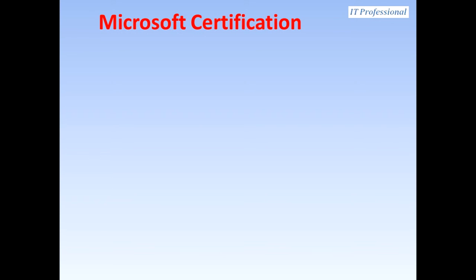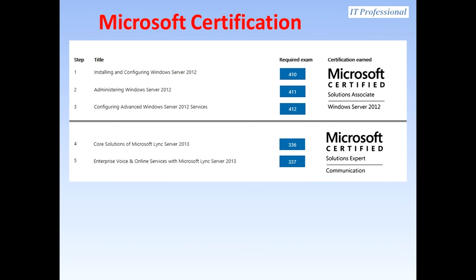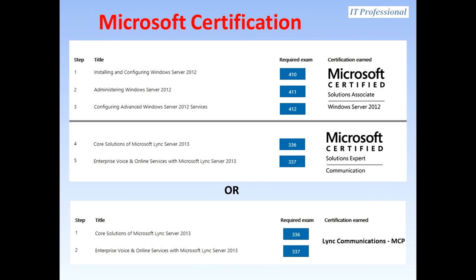For those users that want to get certified with Microsoft, we recommend that they pass 5 exams in order to get the MCSE, Microsoft Certified Solutions Expert in Communication. They have to pass 3 exams: 410, 411, 412 to get the Microsoft Certified Solutions Associate in Windows Server 2012, plus the 2 exams 336 and 337. Or they can only pass 2 exams if they want to get only the certification of Lync Communications MCP.